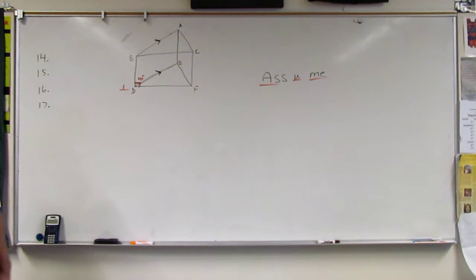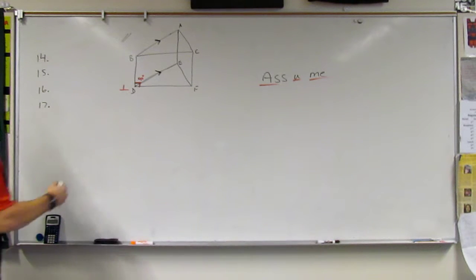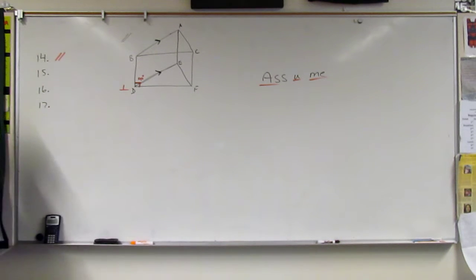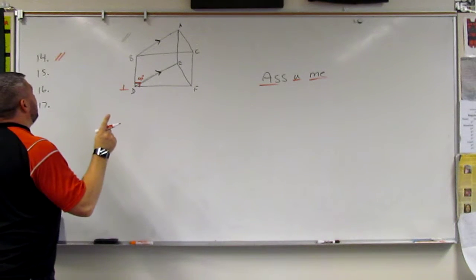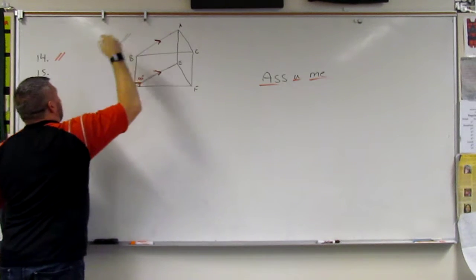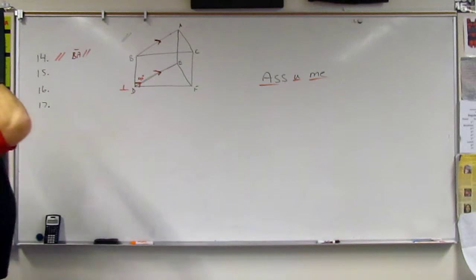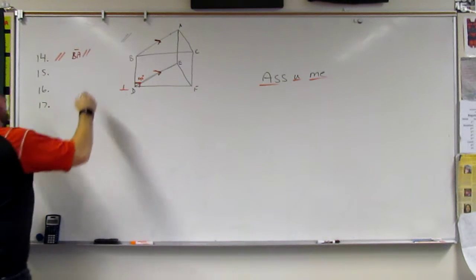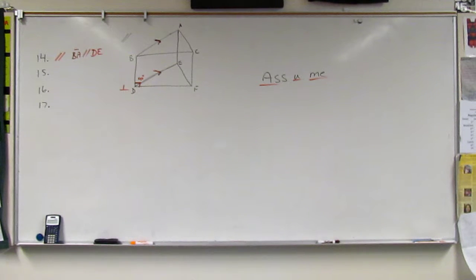Alright. Number 14. It says one pair of parallel segments. So they want something that's parallel. So what's parallel? B and C and D and F. Not B and C. B and A. B and A, right? B and A is parallel to what? D and E. Okay, very good. All right.